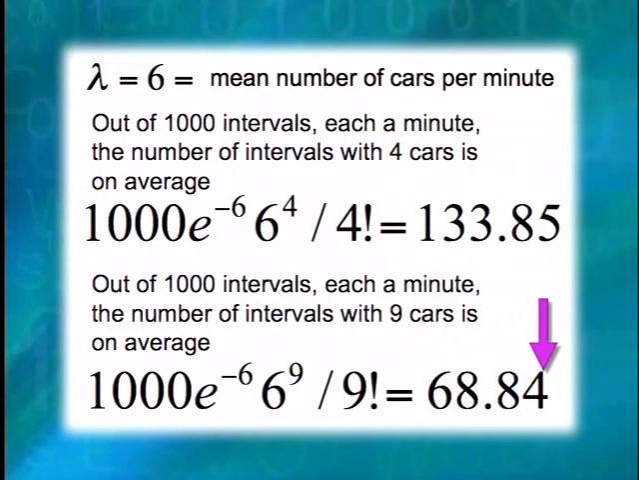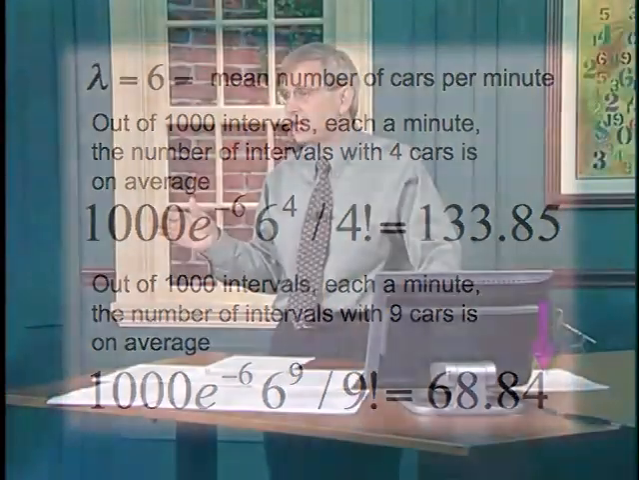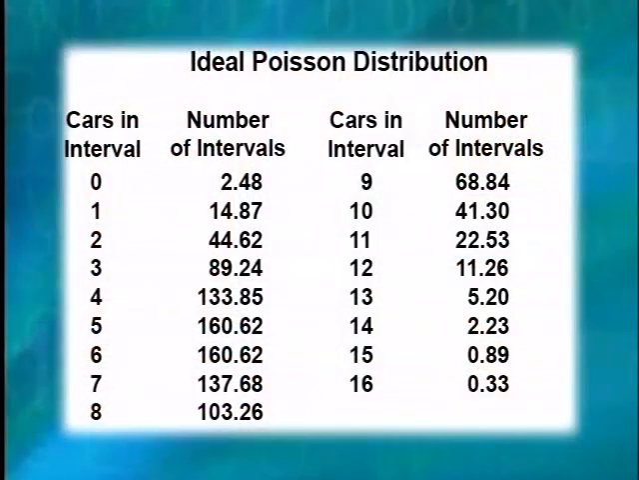Now, of course, we're not going to have 68.84 intervals because that's a fraction, and we're talking about whole numbers. So this is giving, once again, an approximation. And here we have the ideal Poisson distribution for this experiment, and you can see how many intervals we would expect to have 0 cars arriving: 2.448.